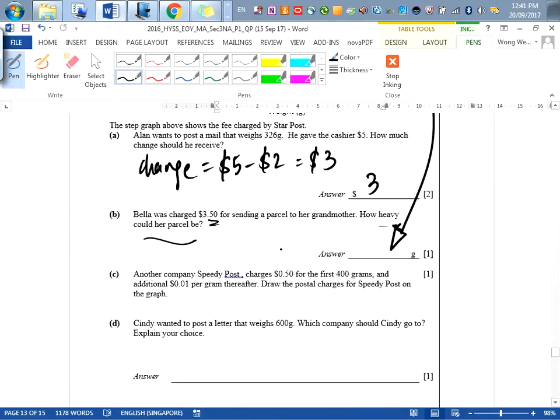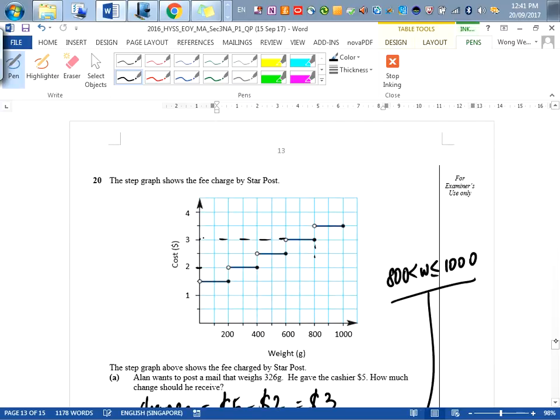Next, another company charges 50 cents for the first 400 grams and an additional $0.01 per gram thereafter. Draw the postal charge on the graph. So for the first 400 grams, it costs 50 cents flat. So from 0 until 400 grams, it is a flat rate of 50 cents. This is what it looks like so far.